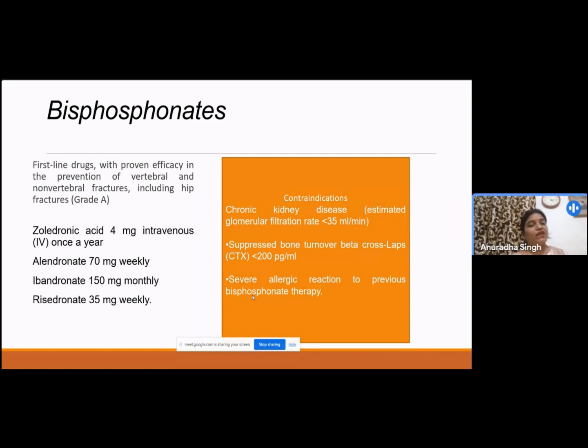All these are IV agents: zoledronic acid, alendronate, ibandronate, and risedronate. Doses are given on the screen. The contraindications are chronic kidney disease and severe allergic reaction to previous bisphosphonate therapy.